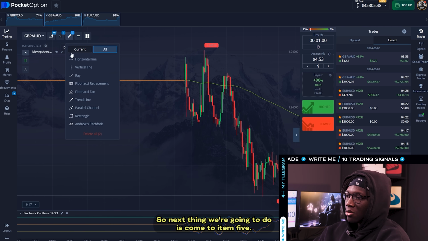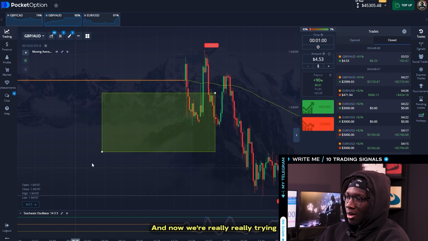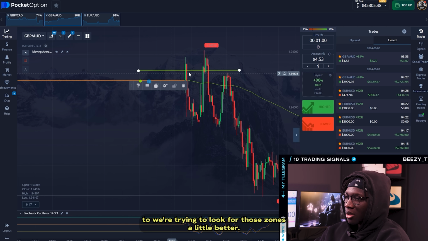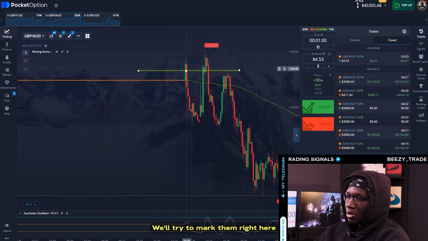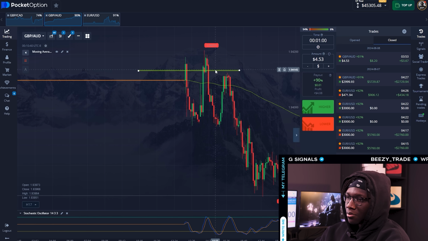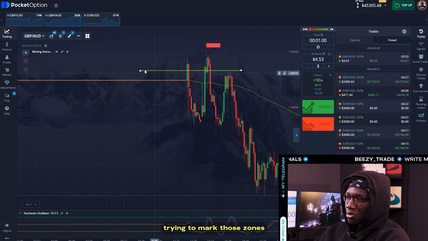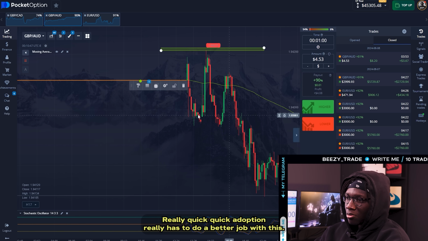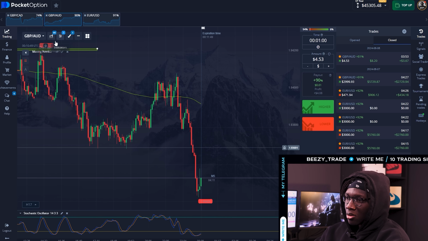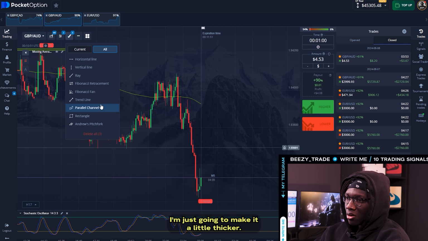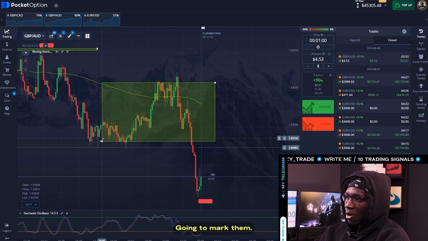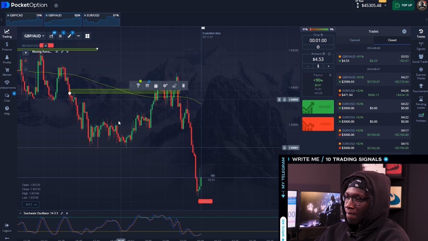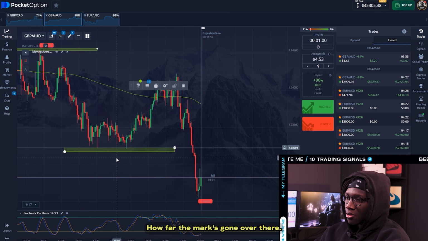Alright, so next thing we're going to do is come to our M5, and now we're really trying to look for those zones a little better. And we're trying to mark them right here. Trying to mark those zones. Can't really click. Quotex really has to do a better job with this. Okay, I'm just going to make it a little thicker. Going to mark them. Just want to see how far the market is going over there.